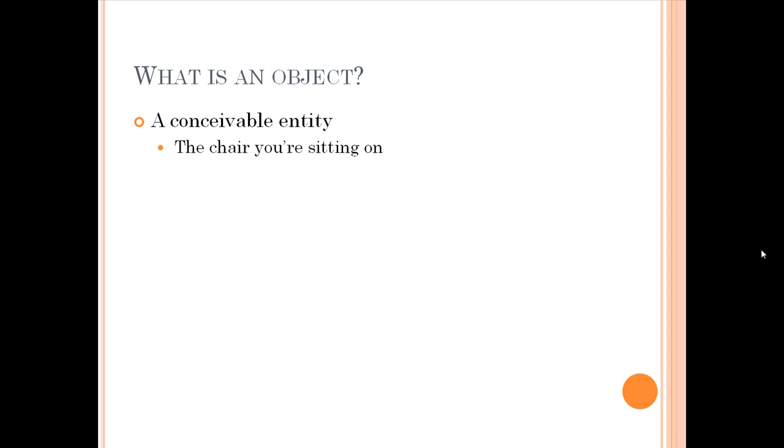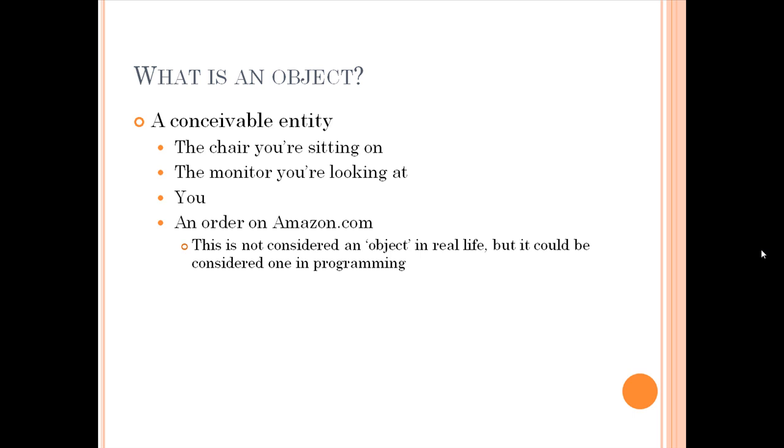The chair that you're sitting on, for example, is an object. The monitor that you're looking at, that's an object. You yourself are an object. You're a tangible entity. You cast a shadow. Okay, now this is where a programming object and a real-life object diverge a little bit as far as the definitions are concerned.